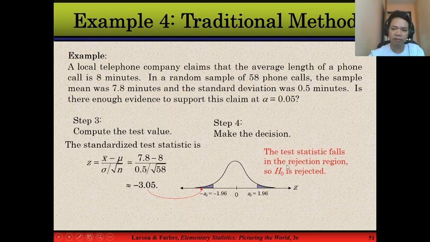The test statistic falls in the rejection region, so H0 is rejected. Reject the null. So yun yung decision natin based dun sa ating test statistic at sa critical value natin.